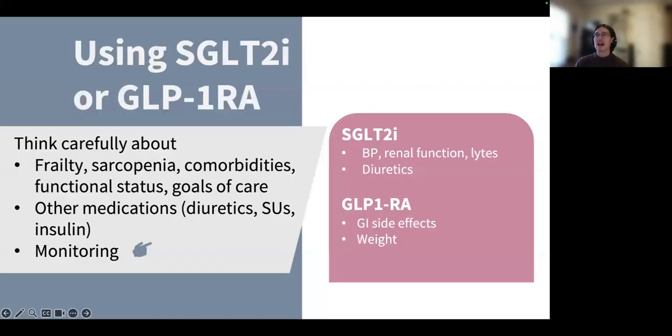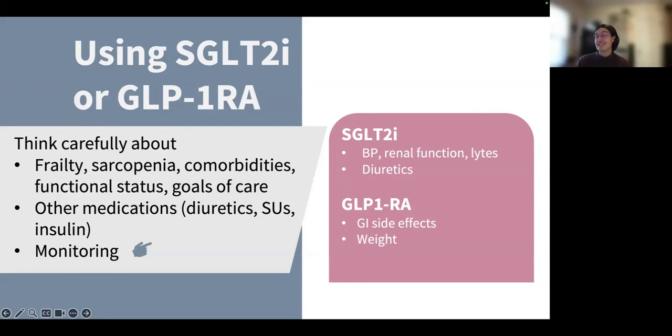So I think all of that evidence really just warrants some caution and careful consideration, particularly among frail older adults. When we're thinking about initiating these SGLT2 inhibitors or GLP-1 receptor agonists, we want to be thinking carefully about individuals and the possible risks for individuals. And that means thinking about things like frailty. Are we concerned about potential for weight loss? What other comorbidities do people have? What are their goals of care in the context of diabetes?